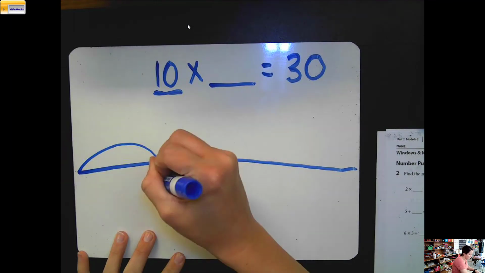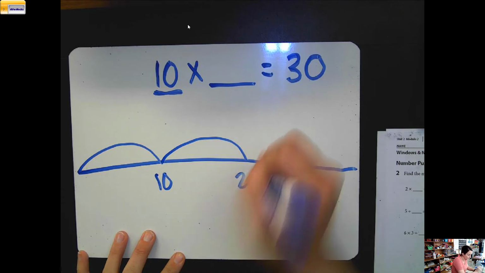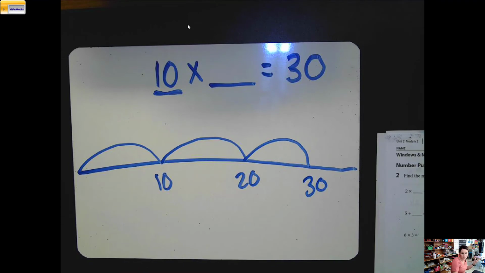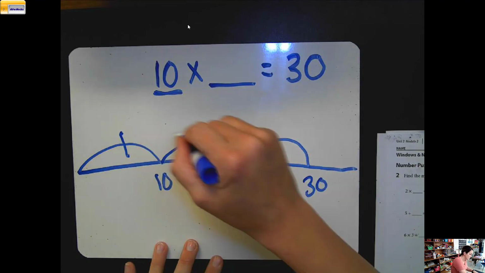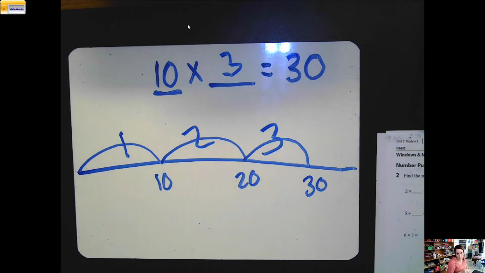So my first hop is 10. Well, I'm not at 30 yet. So I'm going to skip 10 more. That equals 20. Not at 30 yet. I'm going to skip 10 more. Oh, now I'm at 30. How many hops did I have to do? 1, 2, 3. So 10 times 3 hops equals 30. Kind of making sense?